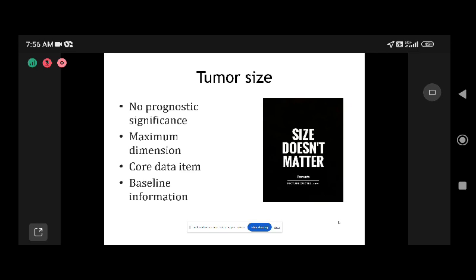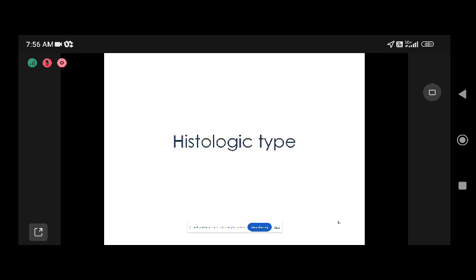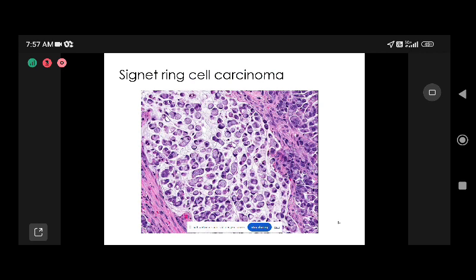Tumor size, we need to document it as baseline information. It does not go into the TNM staging, but the maximum dimension of the tumor needs to be entered. Then histologic typing. Most of the times histologic typing is already known, but now in the resection specimen we have the full specimen, so we can see whether it is a conventional adenocarcinoma or a subtype.